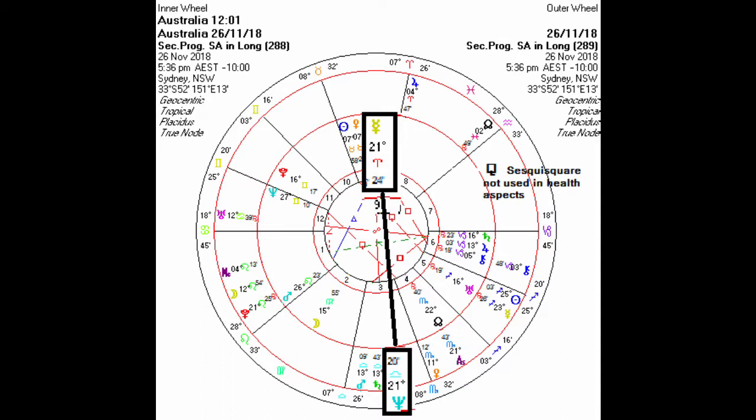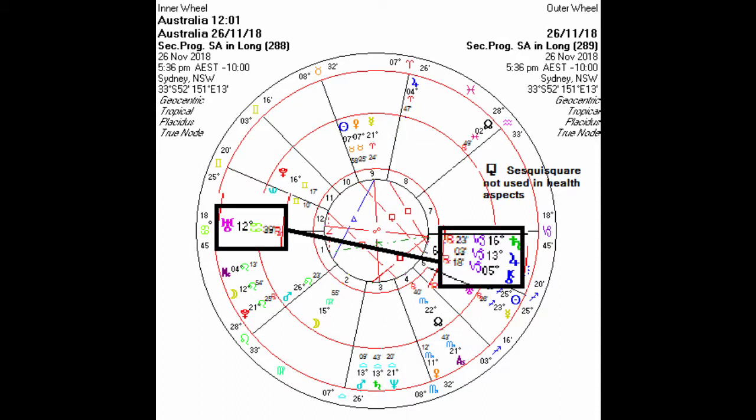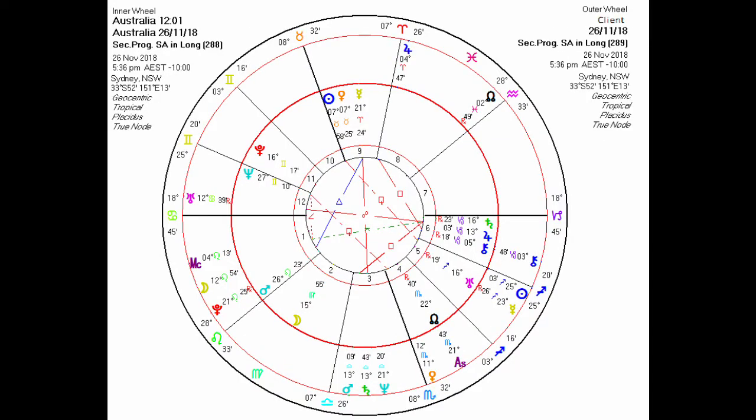Going back to Uranus opposite Jupiter, Jupiter, I forgot to tell you, rules the hips. Plain and simple, the hips. And she has great pain in the hips. Now, also let's look at Australia's Pluto, which is 16 degrees Gemini. That is opposite Uranus.